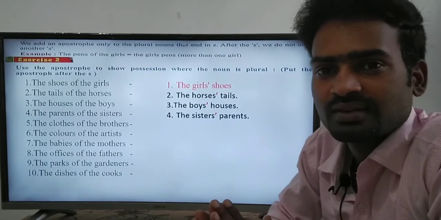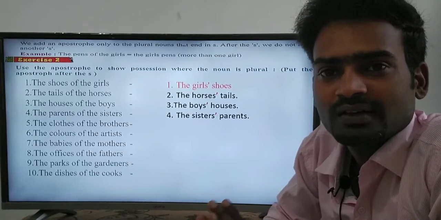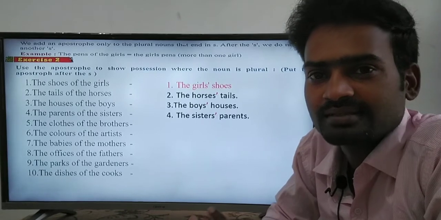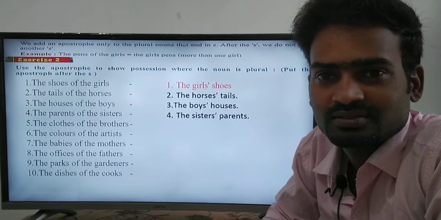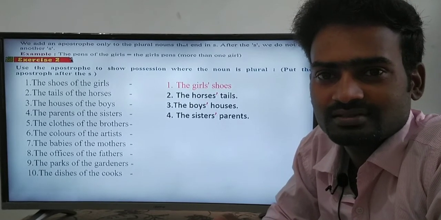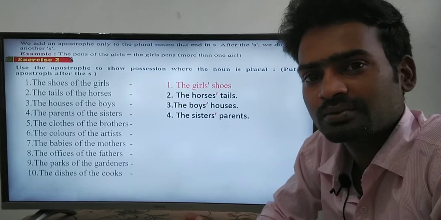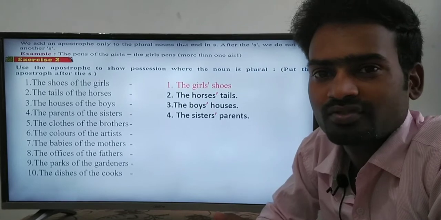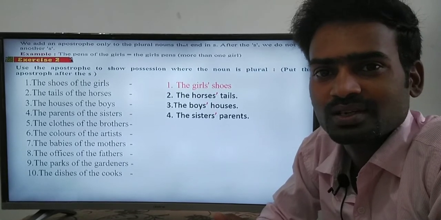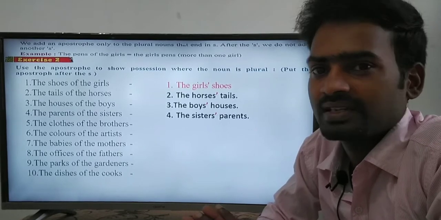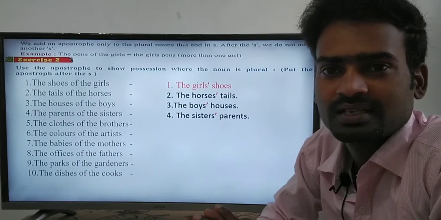Please try to understand where we have to use apostrophe. We are learning where to use apostrophe to make it a possession. Don't be confused. Just understand where we have to use it: in singular form, where we have to use apostrophe, and in the plural form, where we have to use apostrophe. That's all. If we are clear about it, this chapter is very, very easy.